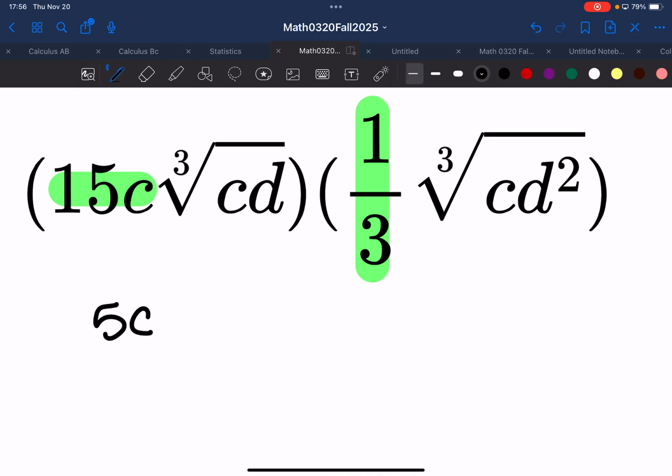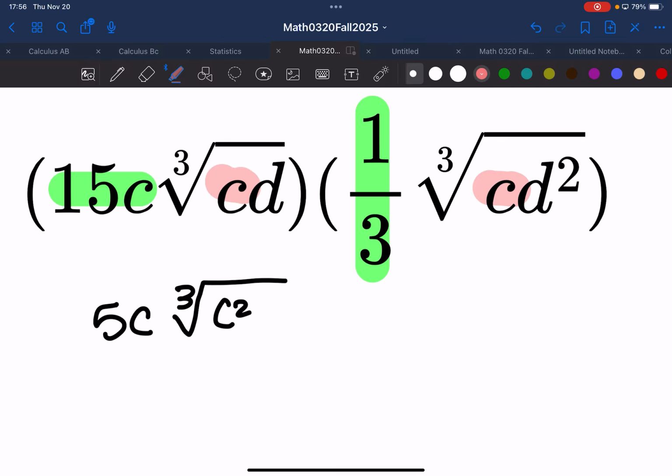Okay. We know now that everything under both of those radicals is going to combine to be under one radical. So we have a c in each one. So that's going to become what under the radical? C squared. And then I have 1d and then d squared. So that's going to become d cubed.